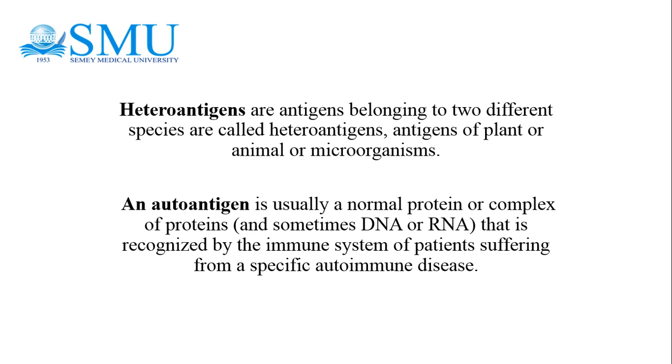Next is heteroantigens. Antigens belonging to different species are called heteroantigens, antigens of plant or animal or microorganisms. An autoantigen is usually a normal protein or complex of proteins and sometimes DNA or RNA that is recognized by the immune system of patients suffering from a specific autoimmune disease.